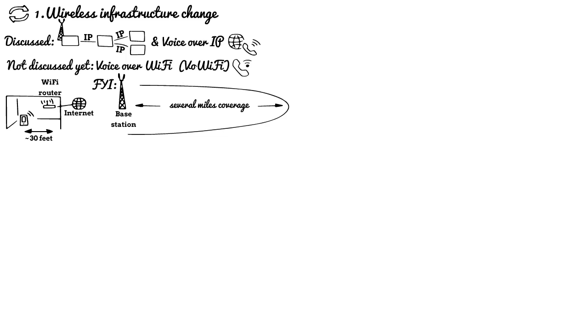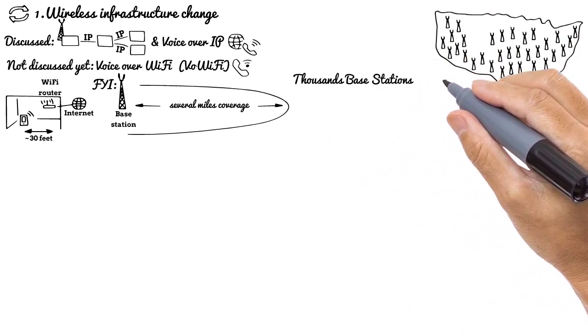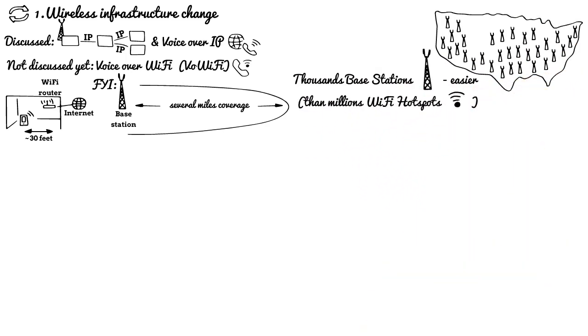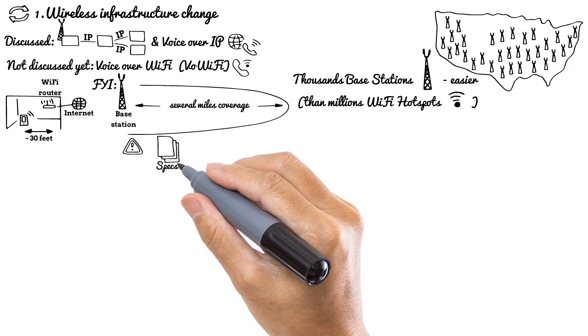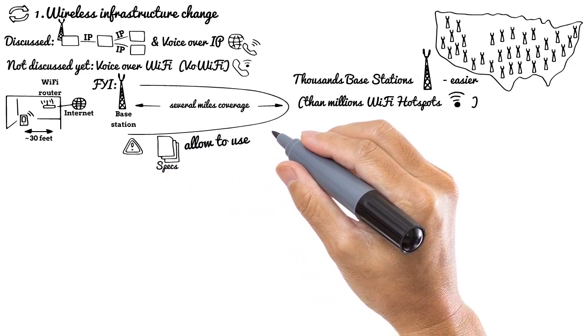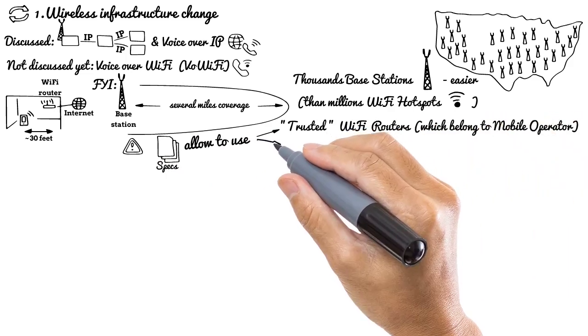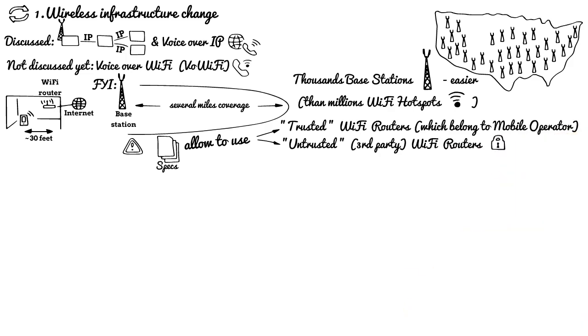from the Wi-Fi router. For a mobile operator, it's easier to install thousands of regular base stations rather than millions of Wi-Fi hotspots to start providing mobile network service on a large countrywide geographical coverage area. That's probably why Wi-Fi was not a technology in the mobile networks evolution roadmap for a long time. But specifications allowed utilizing two types of Wi-Fi routers, which belong to the mobile operator, trusted routers, and third-party, untrusted Wi-Fi routers, using certain secure encrypting technologies.